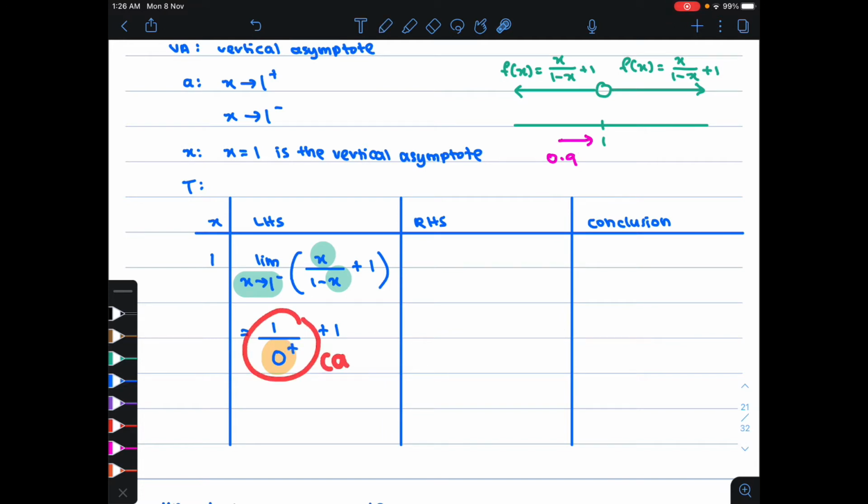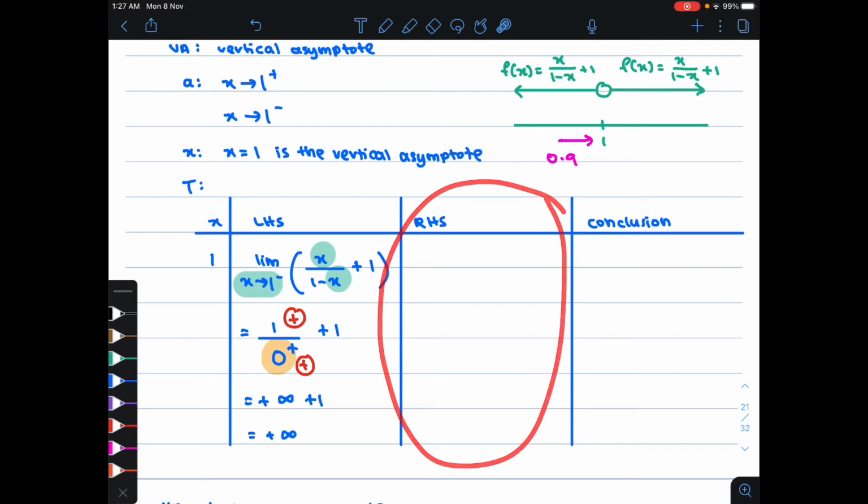So this is 0 plus. This is case 3. So that will give you infinity. Is it positive infinity or negative infinity? 1 is positive. 0 plus is also positive. So positive divided by positive is positive. But don't forget we have plus 1 here. Infinity plus 1 is still infinity. So for the left hand side, the answer is positive infinity.